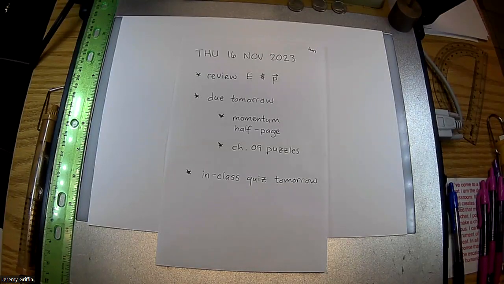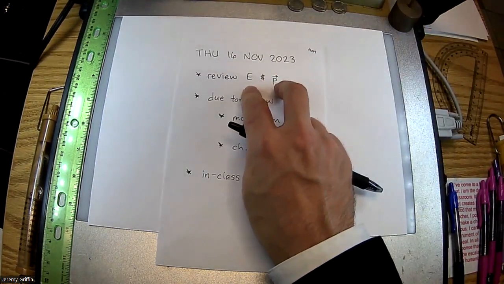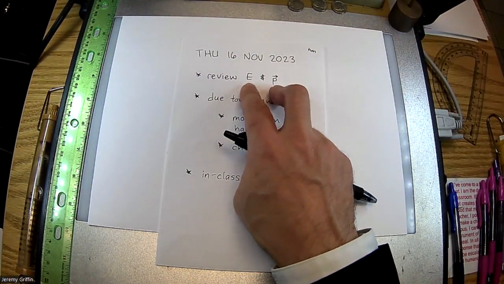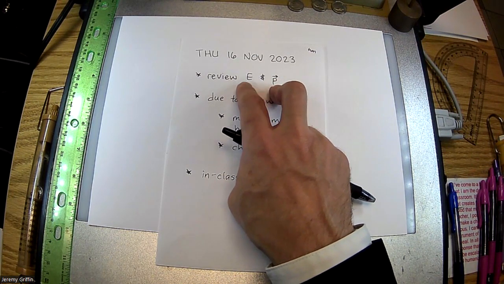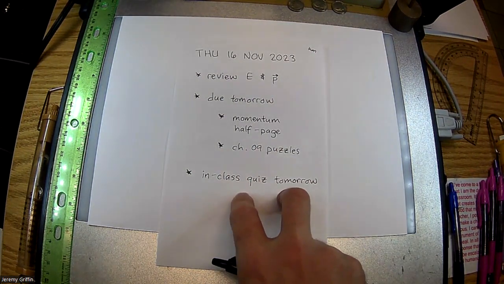All right, recording, rolling. It is Thursday, November 16th. We're going to do a review of energy and momentum today. This is what we've been doing the last 4 weeks in this class, right? So energy took a couple of weeks, momentum took a couple of weeks. This is all for this in-class quiz tomorrow.